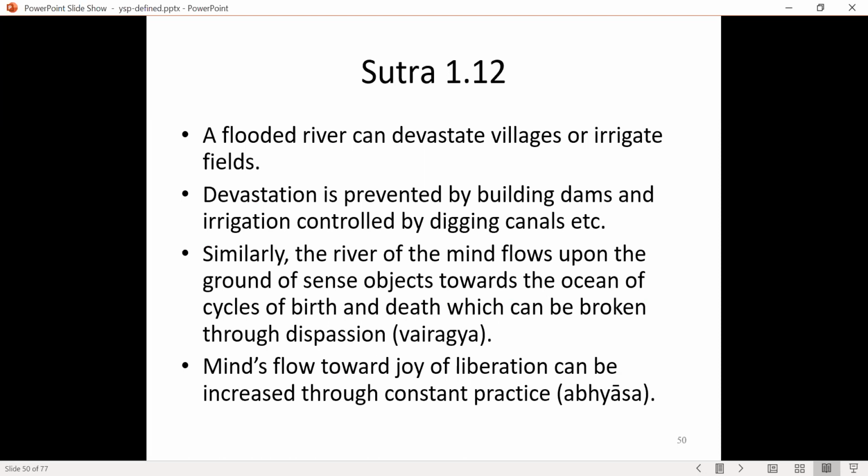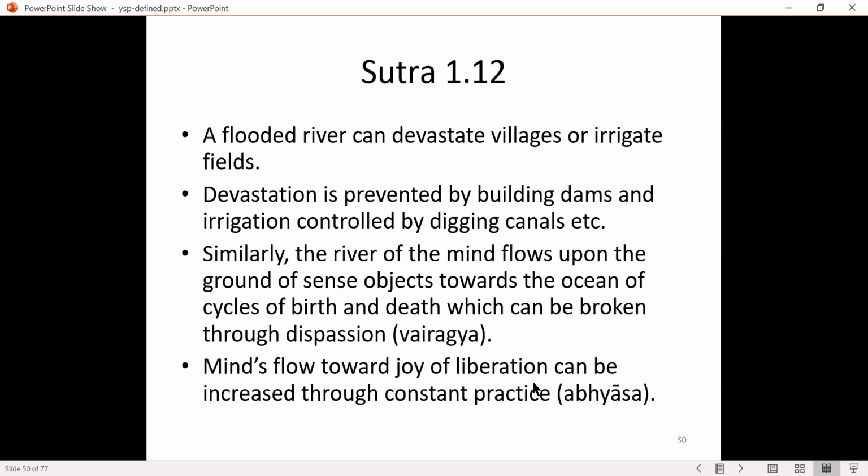Okay, so why did I have these notes now? It says a flooded river can devastate villages or irrigate fields. Devastation is prevented by building dams, and irrigation is controlled by digging canals, etc. Similarly, the river of the mind flows upon the ground of the sense objects toward the ocean of cycles of birth and death, which can be broken through dispassion. That's why we are talking about these concepts now. Rivers can either flow toward the sense objects or they can flow toward the liberation area.